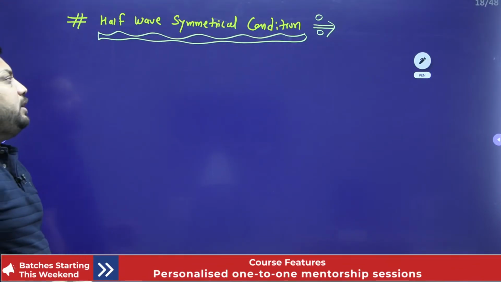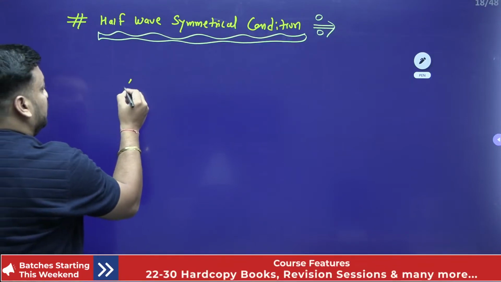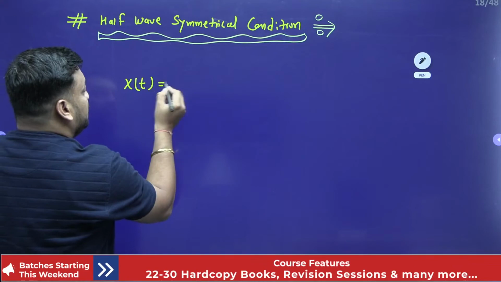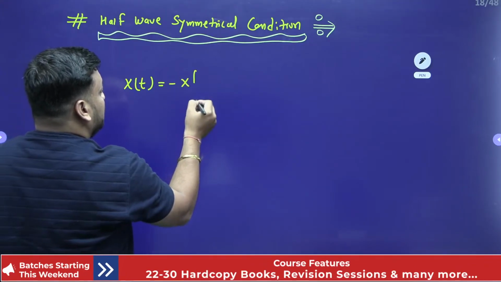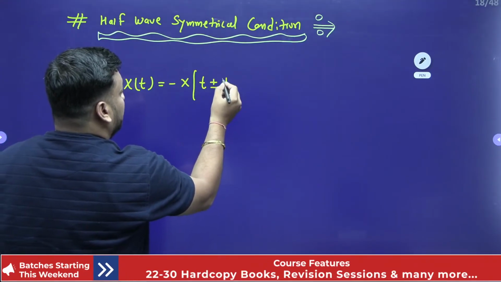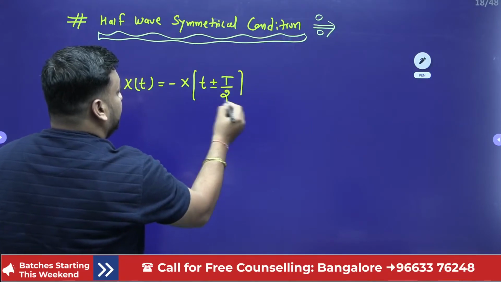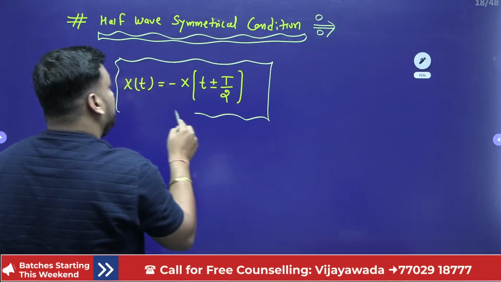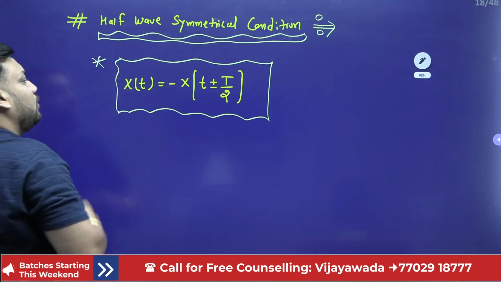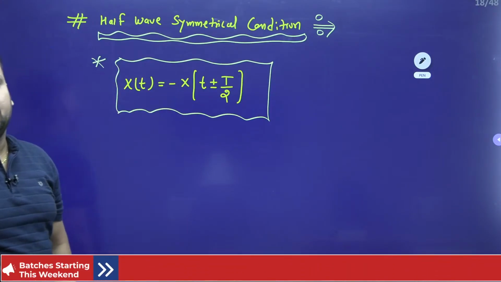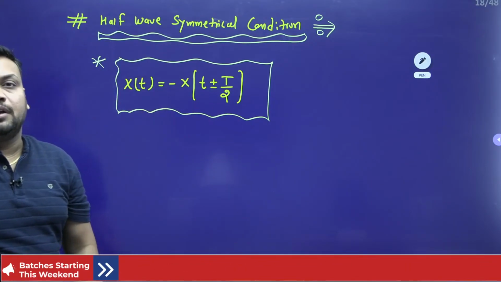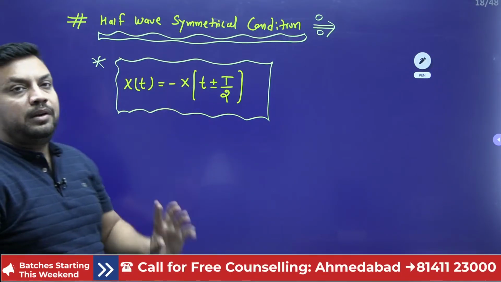So dear students, if I talk about half wave symmetry, a signal is said to be a half wave symmetric signal if it satisfies this condition: x(t) equal to minus x(t plus or minus T/2). Any signal which satisfies this condition will be known as a half wave symmetric signal.